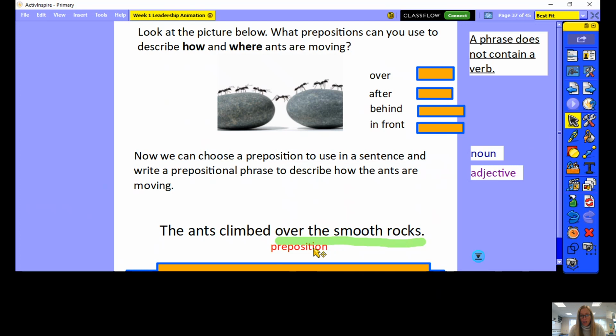So I have a preposition. The word over is the preposition. Rocks is the noun. And I've got an adjective, which is smooth. So the ants climbed over the smooth rocks. In this sentence, the prepositional phrase is over the smooth rocks.